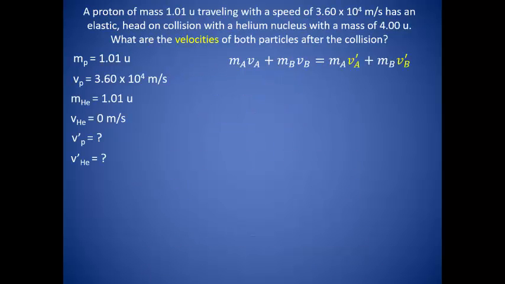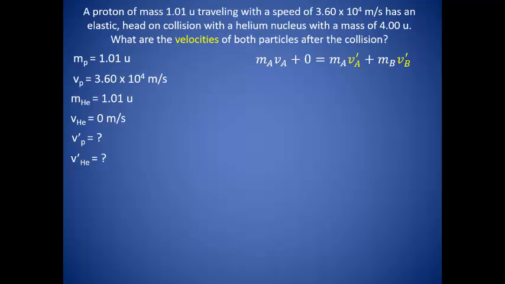Now what happens if the masses are not the same? Say we have a proton with a mass of 1.01 atomic mass units traveling with a speed of 3.60 times 10 to the 4th meters per second. It has an elastic head-on collision with a helium nucleus with a mass of 4.00 atomic mass units. So what are the velocities of both particles after the collision? Again, let's start with conservation of momentum. We can start out by getting rid of that second term since helium starts out at rest.